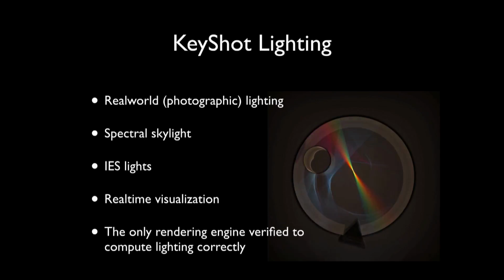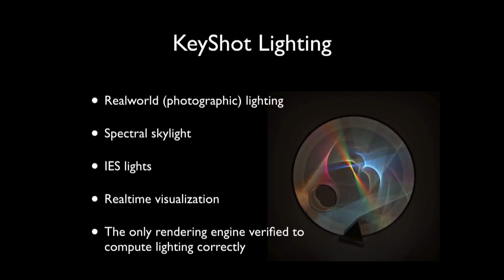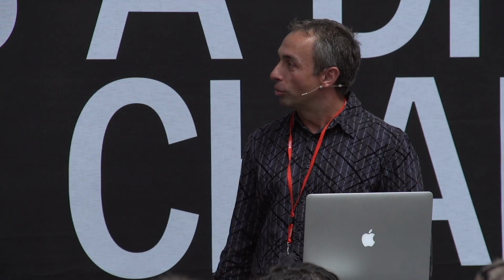You can also create skylights. We have a spectral skylight model. It actually simulates the sun location. You get full color for the skylight, and then you can use standard IES lights, local lighting. One unique thing in KeyShot is it's highly optimized. So you actually have a real-time visualization of the lighting. And again, we use the same rendering engine under the hood, so it's been verified against these CIE test cases to compute the lighting correctly.